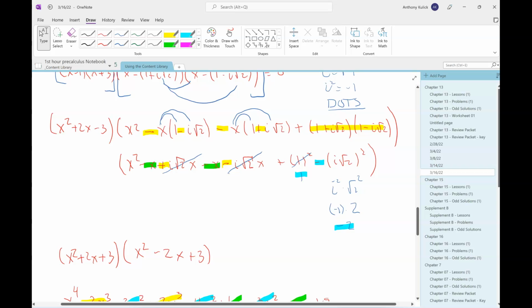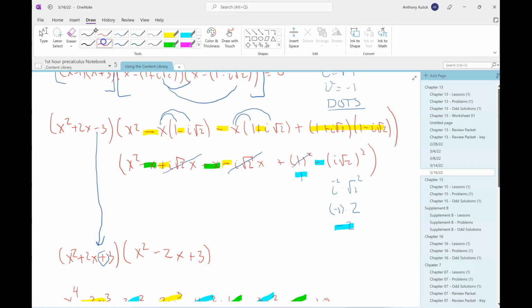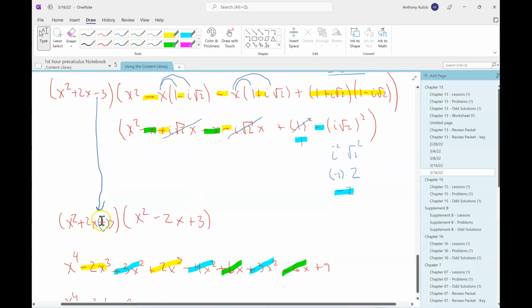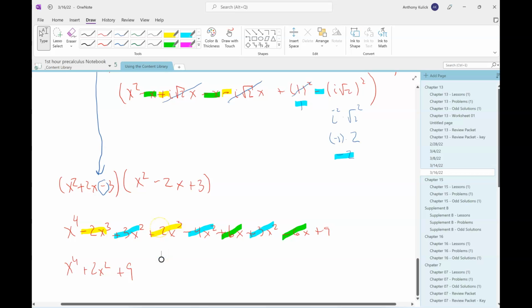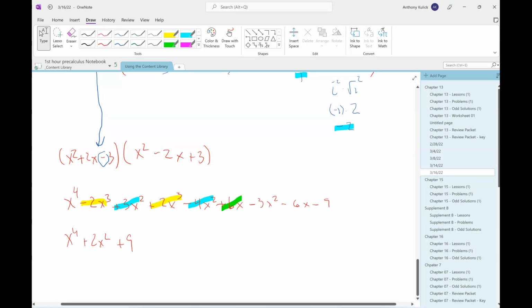Oh, great googly moogly. Look at the mistake that Mr. Kulik made. Oh, it's so early. So guess what? Bunch of stuff is wrong. I know. I'm sad too. Those guys are all negative now. Oops. This guy's positive.